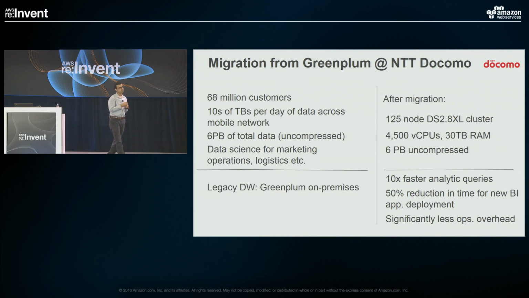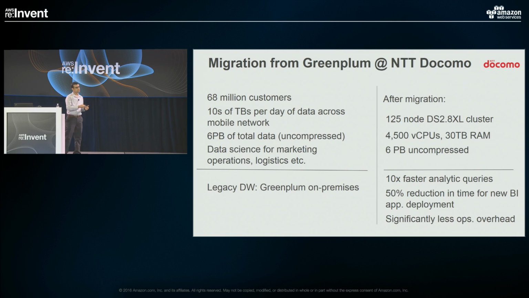Another example of a customer that migrated from an MPP database is DoCoMo. So for those of you that are not familiar, they are the largest mobile carrier in Japan. They have 68 million subscribers. They generate tens of terabytes of data per day across all of their mobile network. And their use case is largely around analyzing this data to optimize their logistics, to optimize their marketing operations.